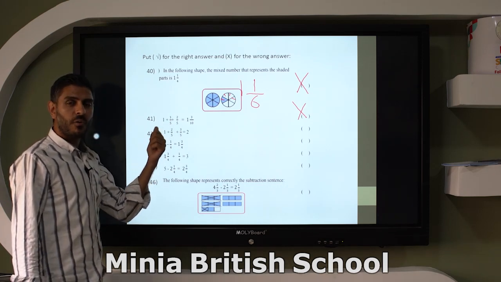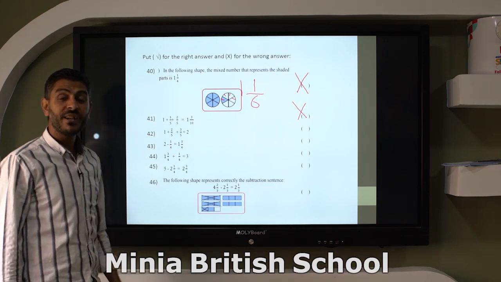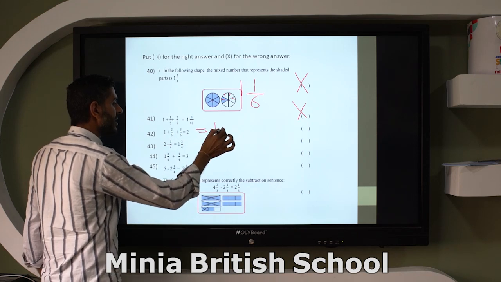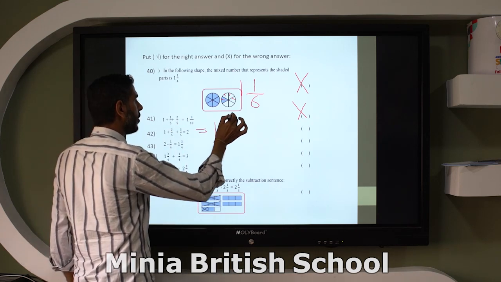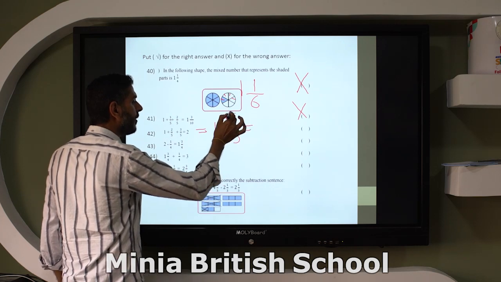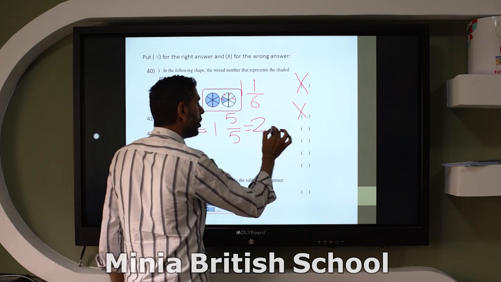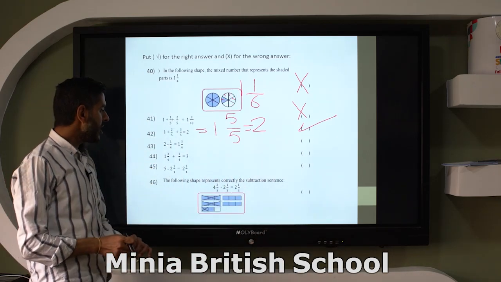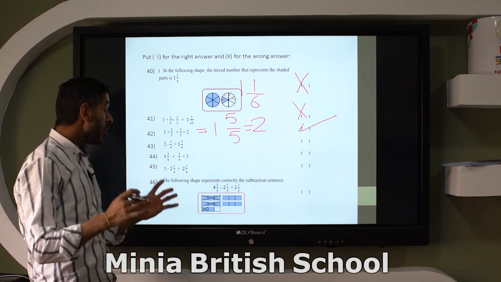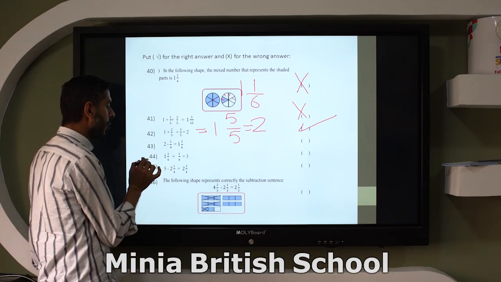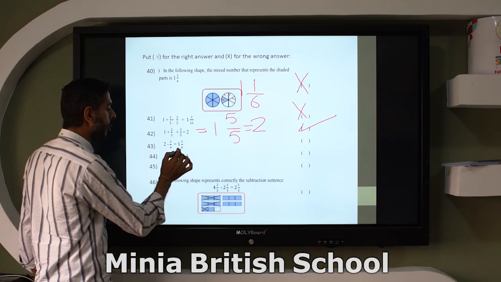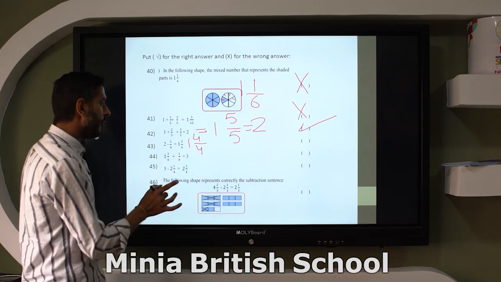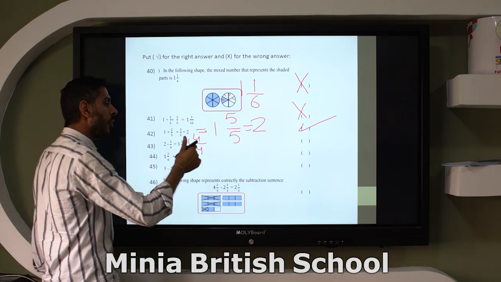1 plus 2 over 5 plus 3 over 5 equals 2. Let's check it. Here 1 as it is. 2 plus 3 equals 5 over 5. 5 over 5 equals 1, and 1 plus 1 is 2, so right. 2 minus 1 over 4 equals 1 and 3 over 4. Right also. How come? This 2 equals 1 and 4 over 4. 1 and 4 over 4 minus 1 over 4 is 1 and 3 over 4.